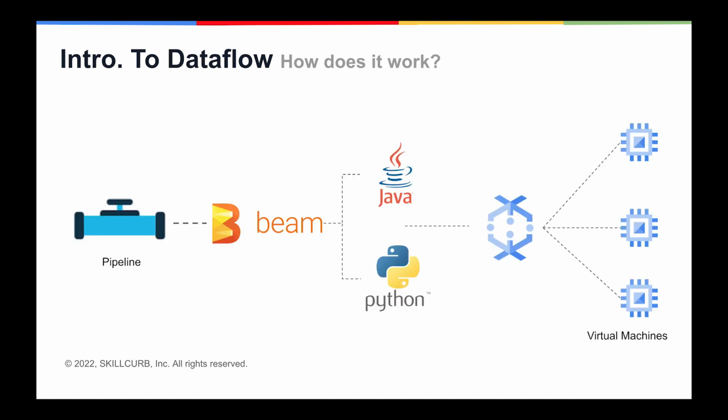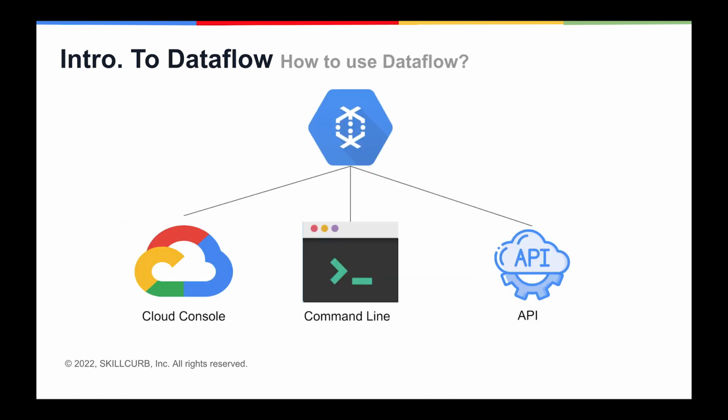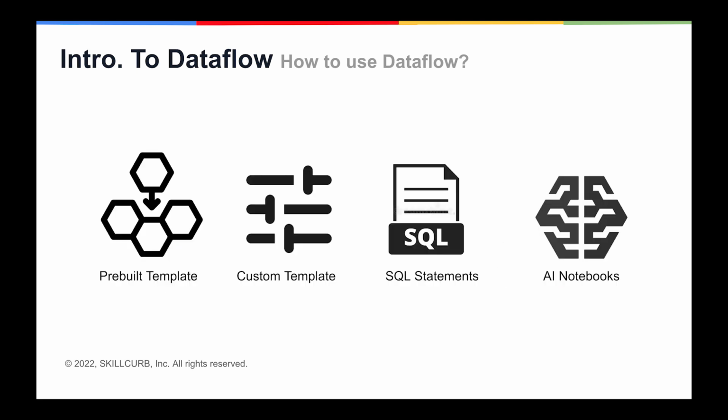It provides portability with the processing pipeline created using open source Apache Beam libraries in the language of your choice, either Python or Java, and applying it as a Dataflow job. Dataflow then assigns the worker virtual machines to execute the data processing. You can create Dataflow jobs using the gcloud command, Google Cloud's online interface, or the API. When it comes to using Dataflow, you can use pre-built or custom templates, SQL statements, or AI Platform notebooks.